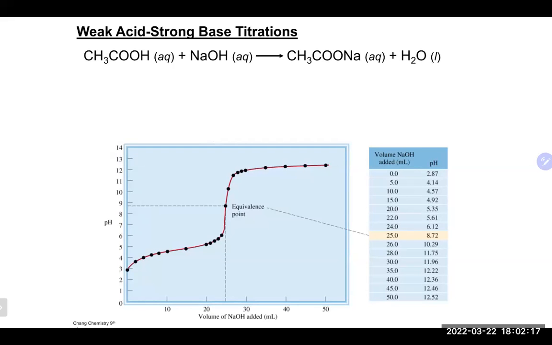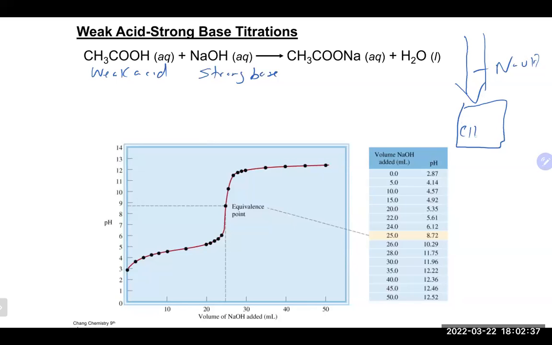So something like acetic acid, which is a weak acid, and sodium hydroxide, which is a strong base. So much like the previous one, we have our sodium hydroxide up in the burette, and we are adding it to our acetic acid here. We do see a similar type of titration curve as we saw with the strong acid, strong base titration.